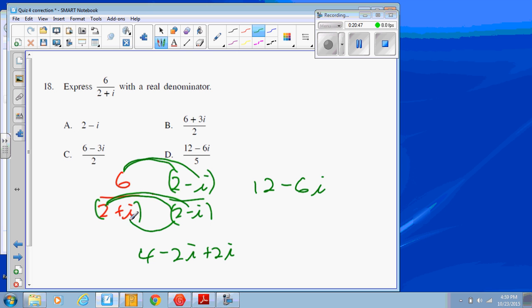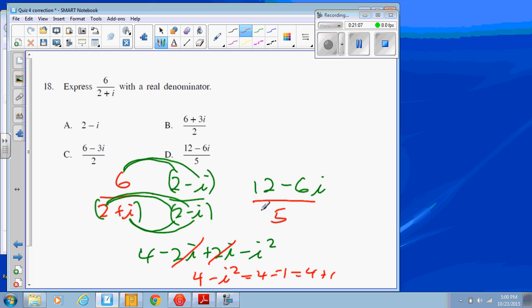I can see that. And it's going to be minus i squared. So now I look at this and say those two will cancel. So 4 minus i squared, which is 4 minus negative 1, which is 4 plus 1, or 5. So that will be my answer. There's no simplifying of that. 12 minus 6i over 5 is D. So that will be the answer to this problem here.